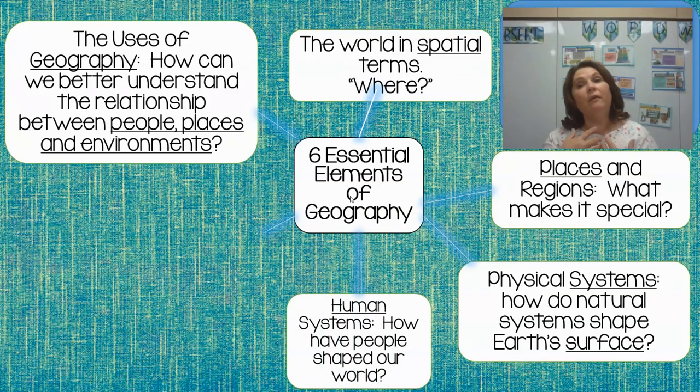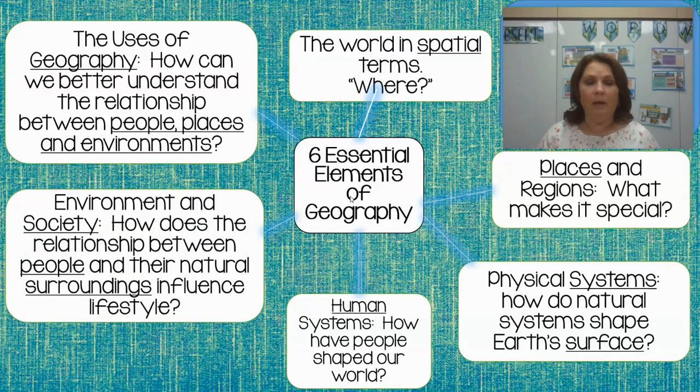But then we have human interaction with the Earth. What have the humans done to it? Did they cut down all the forest and now we don't have a place for the animals to live? Or did they mine out all the gold? Or for that matter, did they plant a whole bunch of trees and make it where people can have more vegetation than they used to have? So there's all kinds of things that could happen there. But then how does the relationship between people and their surroundings influence their lifestyle?